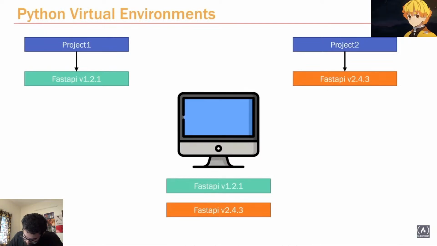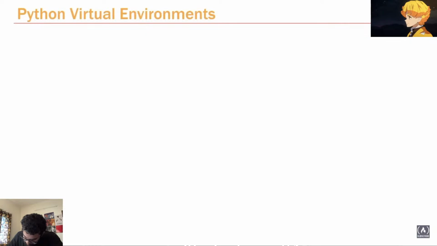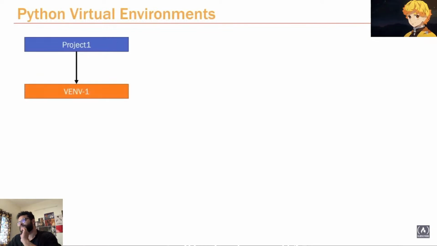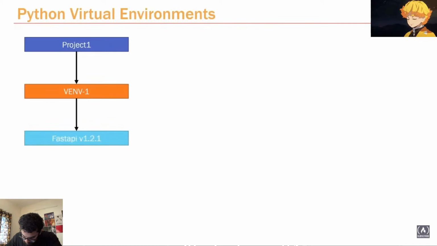Well, this is where virtual environments come into play. So with virtual environments, let's say we want to create a project. We create Project 1, and what we do is we create a virtual environment, call it whatever you want. This is an isolated environment that will not affect any other environments. And within this environment, we can install any Python packages running whatever version we want. And it's completely isolated to this project.